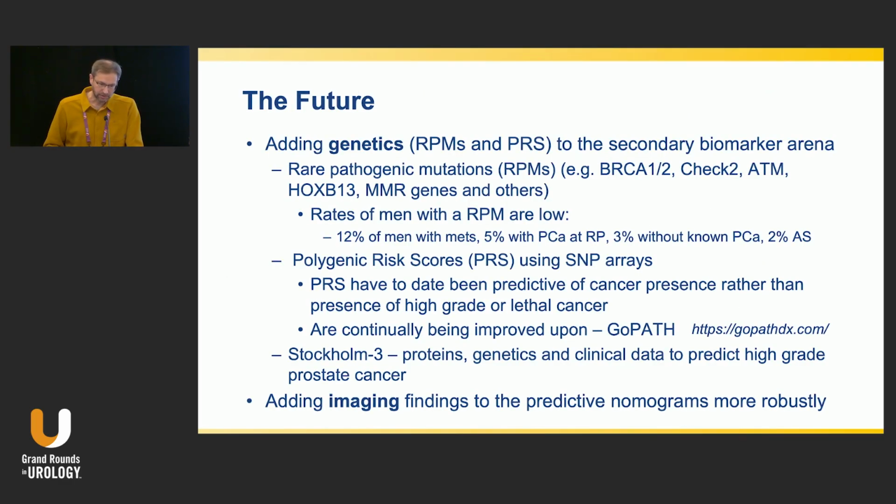So I think the future, at the bottom I say, is adding imaging findings to these predictive tests and nomograms. We just had that discussion. Obviously, that's going to be critical. Adding genetics, rare pathogenic mutations, and polygenic risk scores to the secondary biomarker arena is going to be important. We know that certain rare pathogenic mutations increase risk of cancer, although their prevalence is quite low. Polygenic risk scores are getting attention.